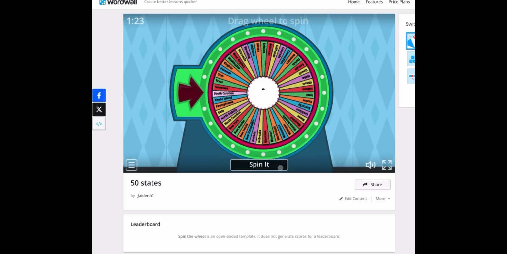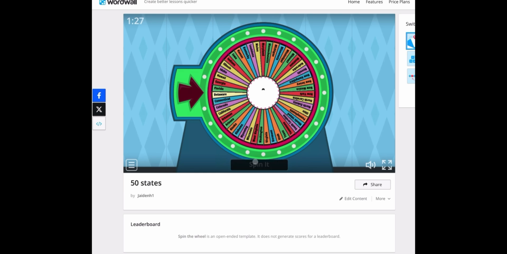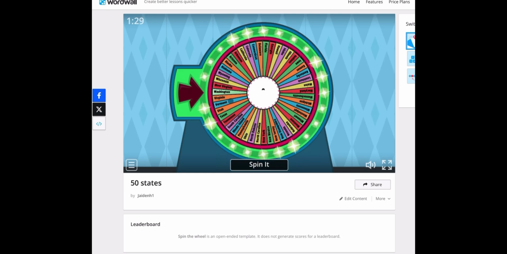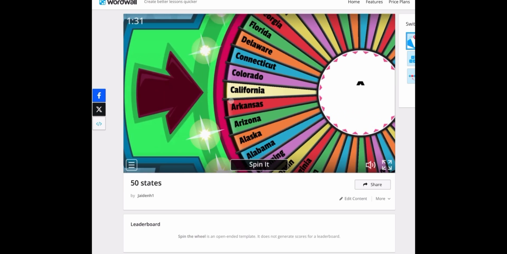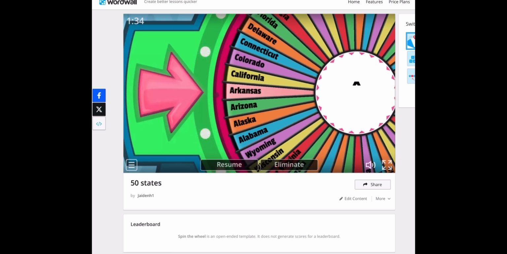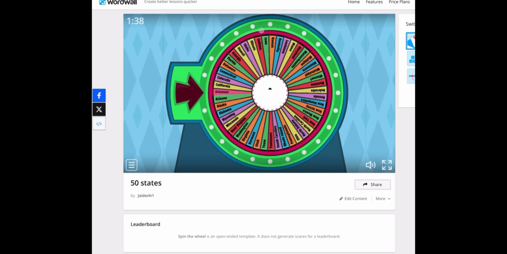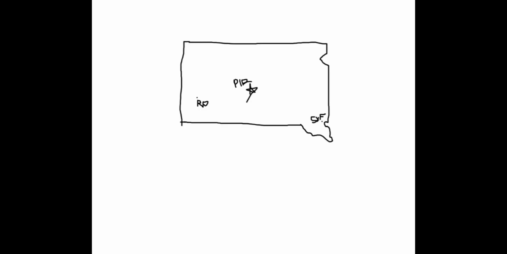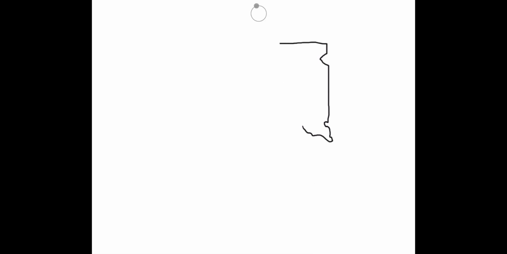Our fourth state to draw from memory is, we have the wheel here going on, Arkansas. Alright, Arkansas. A little bit harder one. These eastern states are always harder than the western ones in terms of drawing them from memory. Oh, we have to manually erase South Dakota now. But I think it's probably not a problem.